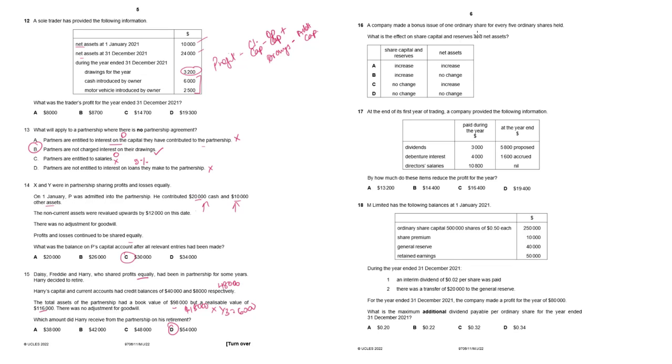A company made a bonus issue of one ordinary share for every 5 ordinary shares held. What is the effect on share capital and reserves and the net assets? So basically this is equity, and net assets is assets minus liabilities, which is also equity. Basically they're just trying to confuse you. So when a bonus issue is made, what happens? You just convert one form of equity, which is one of the reserves, into permanent share capital. So there's no change in equity, no change in net assets. So D is the correct option.